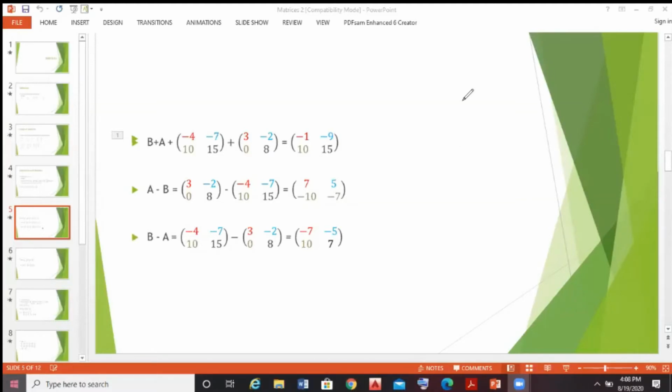Everyone good with the example? Yes, sir. Who's not finished with the examples as yet?